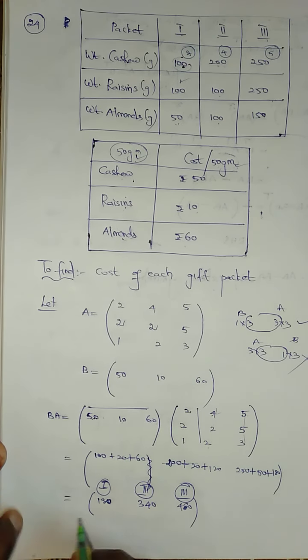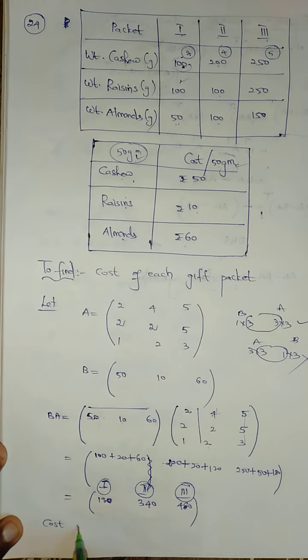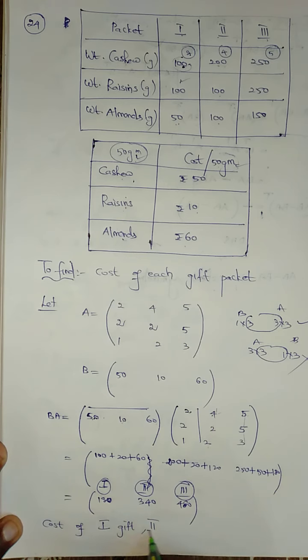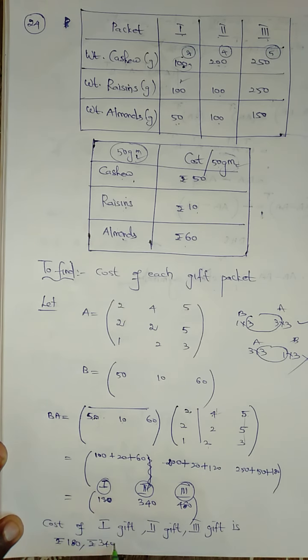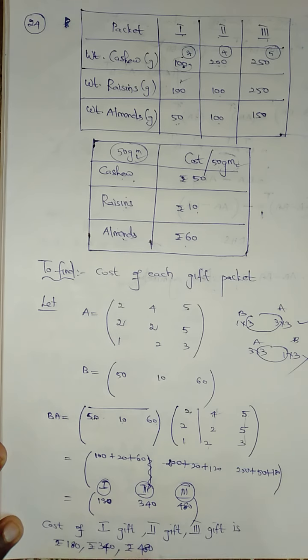We will take and write the answer. Therefore, the cost of the first gift, second gift, third gift is rupees 180, rupees 340, rupees 480.